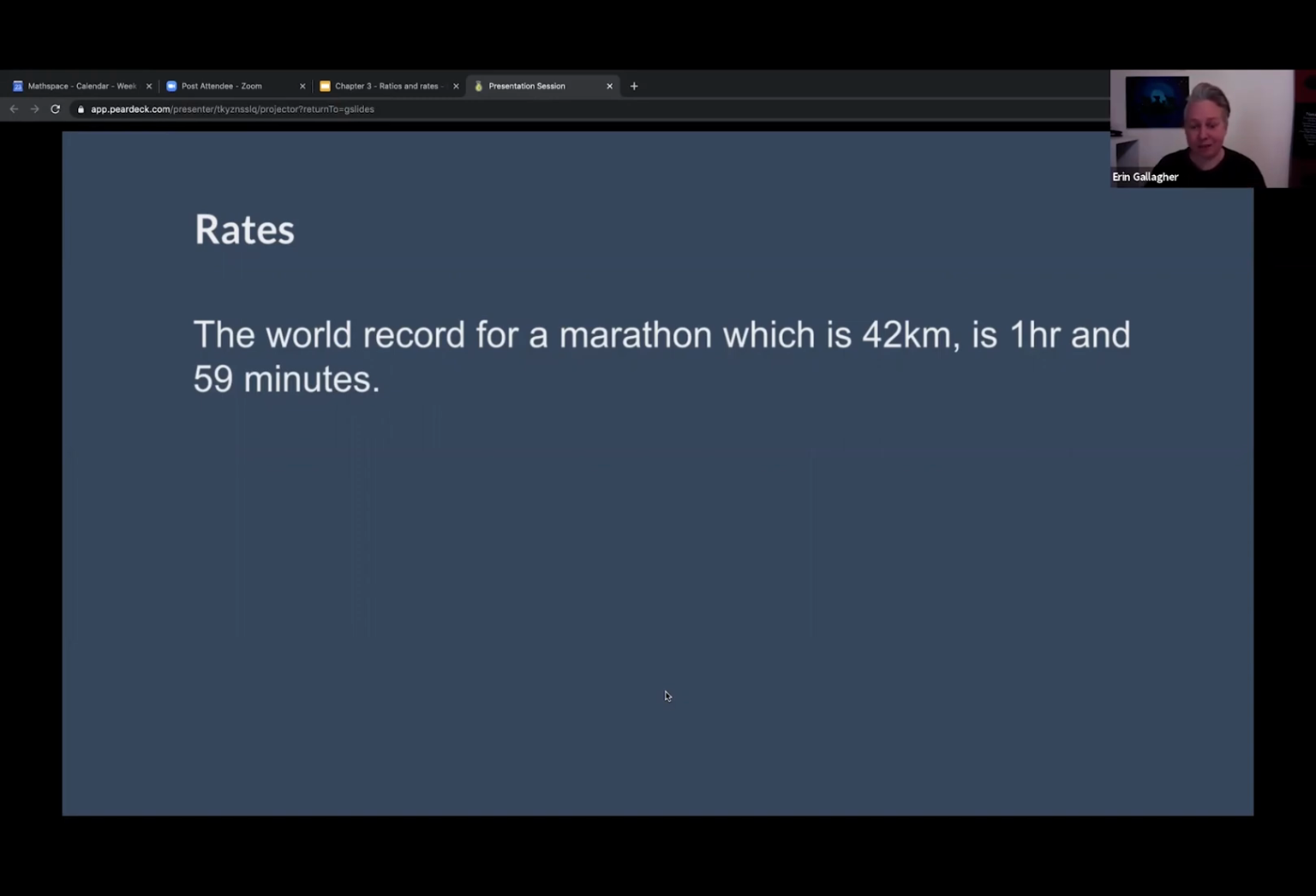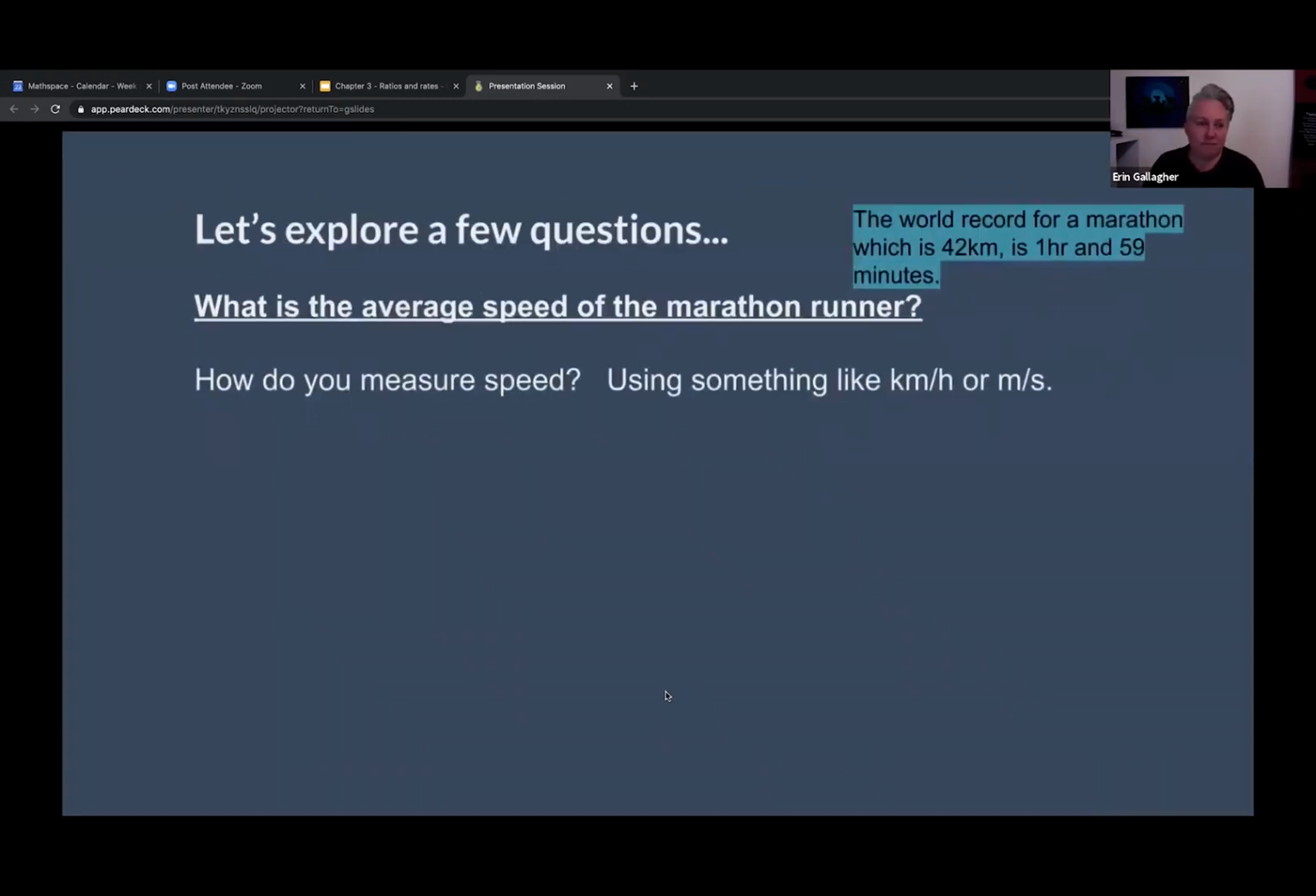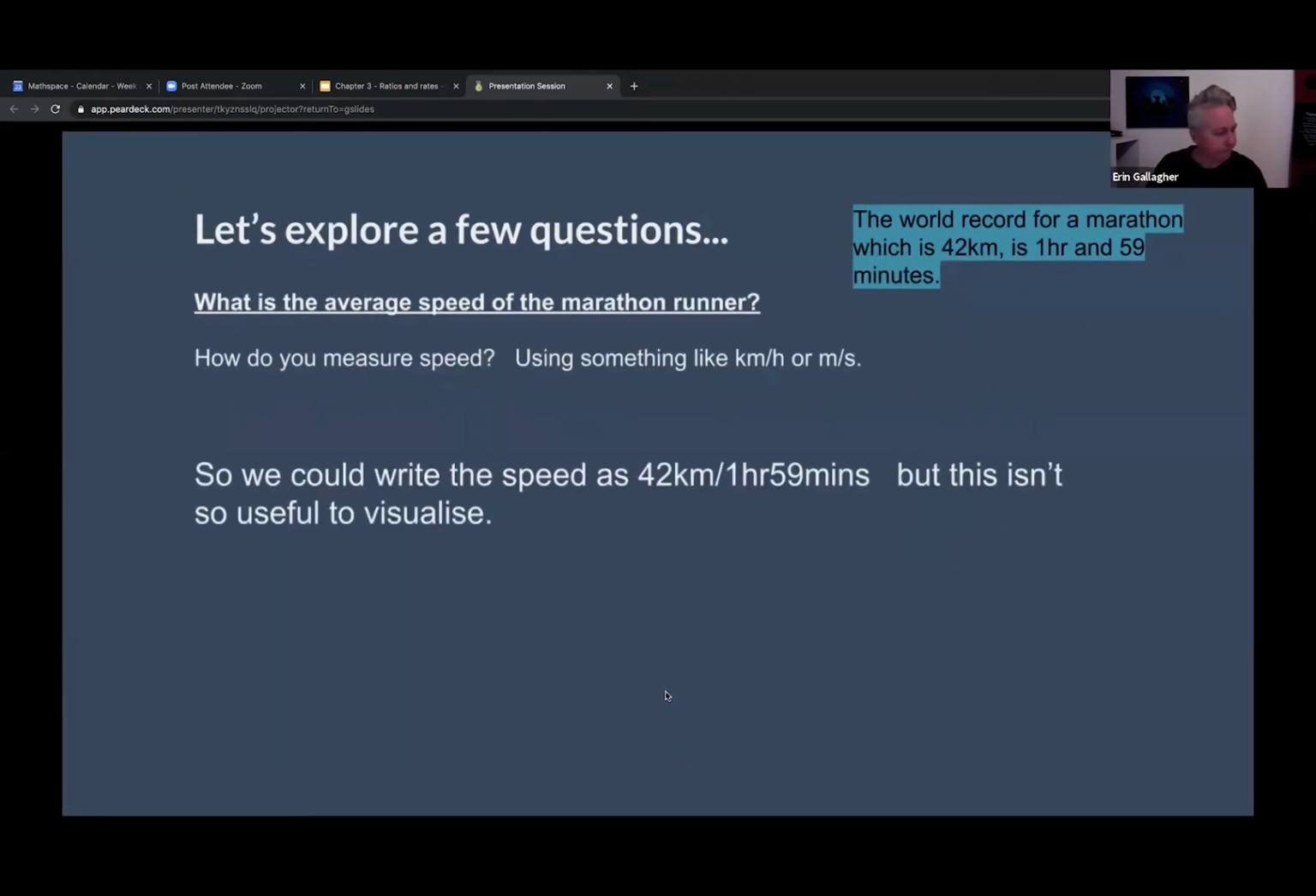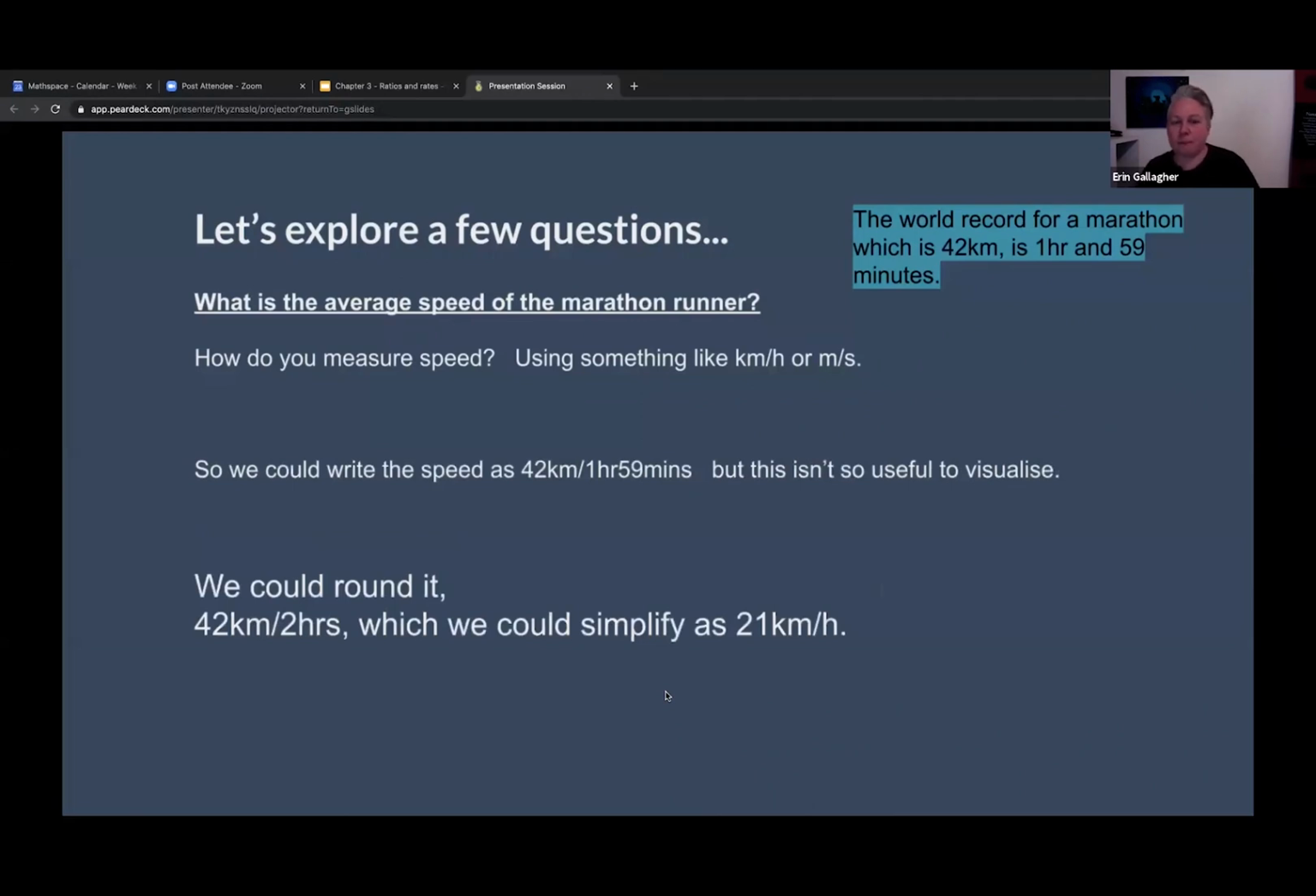So we're going to look at this and do a little bit of work about rates with it. We might want to ask ourselves, for example, what is the speed of the runner? Well, we could write speeds, as we've mentioned, in kilometers per hour or meters per second. It's normally a bit universal because we all get a feel for how fast those things are. So we could write the speed as 42 kilometers per 1 hour, 59 minutes. That's a rate. But that's not very easy to visualize. You don't get a feel for how fast that is.